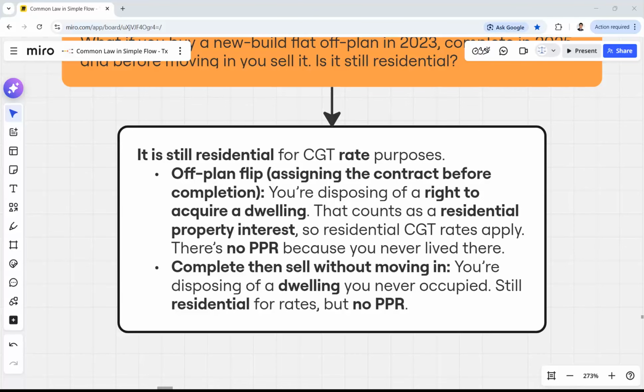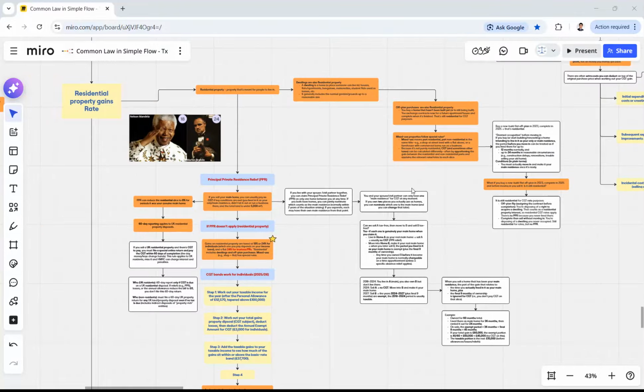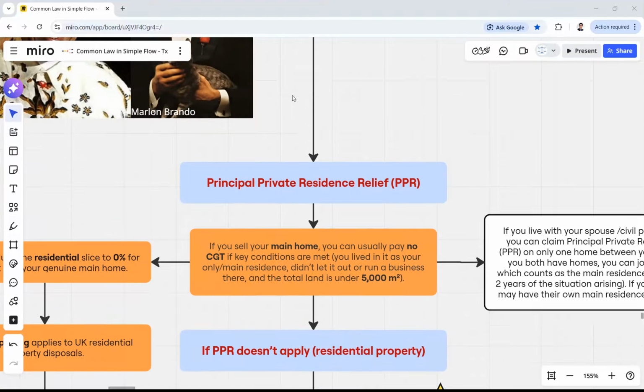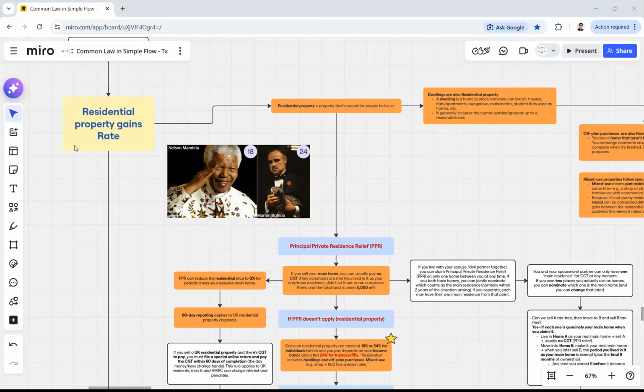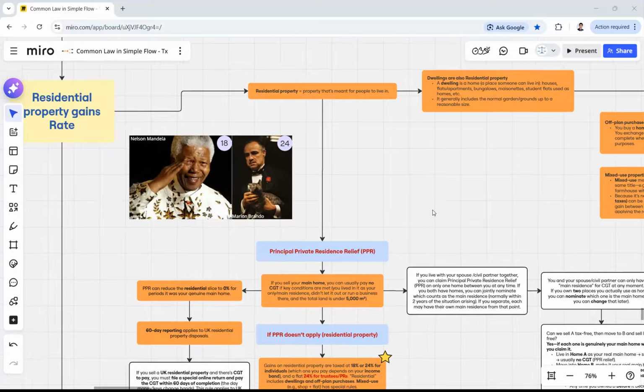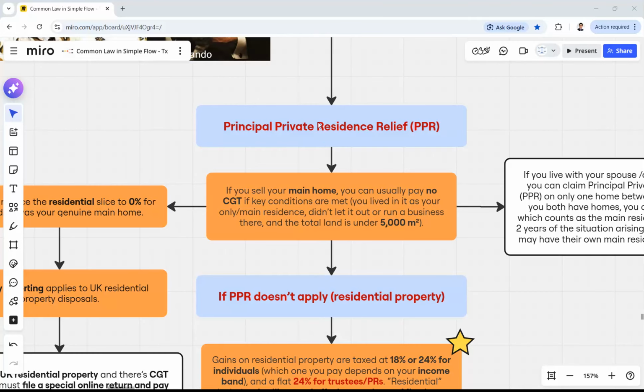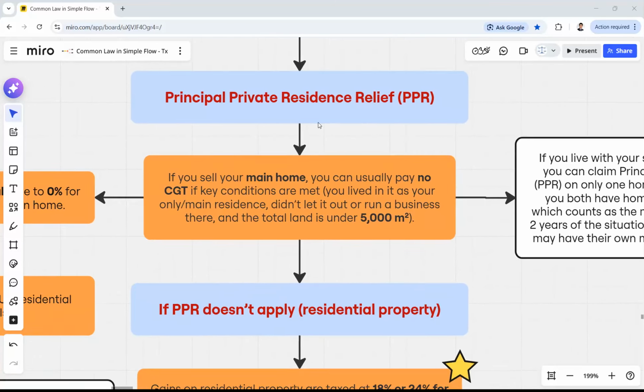So this is a relief that we will talk about now. Then complete, then sell without moving in. You're disposing of a dwelling you never occupied. Still residential for rates, but no relief for principal private residence. Now let's just move forward and we will understand what this difference between residential and non-residential is and what these reliefs are. Just to understand, we are here at residential property gains rate, but we first had to understand what is residential property. So, principal private residence relief, PPR.